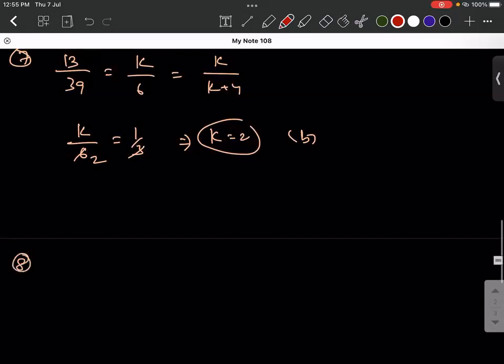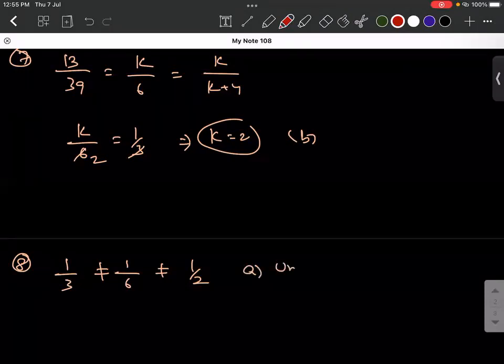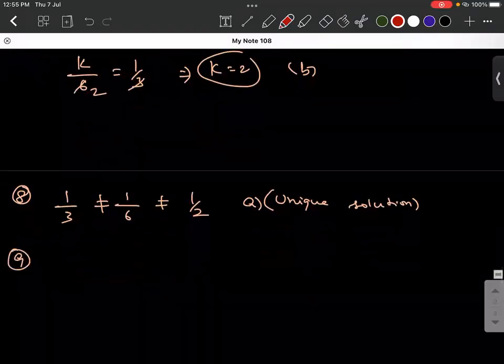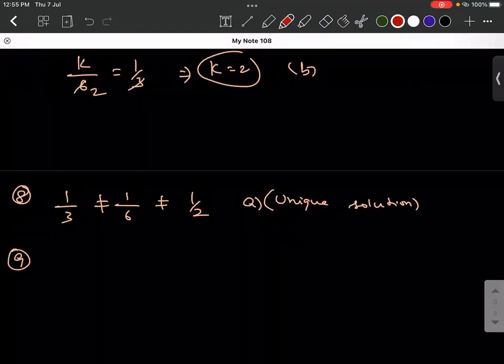Eighth one. The pair of linear equations has 1 by 3 is not equal to 1 by 6 is not equal to 1 by 2. So it has a unique solution. Right? So ninth one, how many of you have completed?